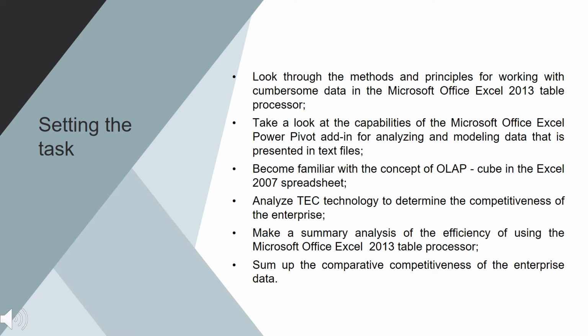Setting the task. Look through the methods and principles of working with cumbersome data in Microsoft Office Excel 2013 table processor. Take a look at the capabilities of the Microsoft Office Excel Power Pivot add-in for analyzing and modeling data that is presented in text files. Become familiar with the concept of OLAP-cube in Excel 2007 spreadsheet. Analyze TEC technology to determine the competitiveness of the enterprise. Make a summary analysis of the efficiency of using the Microsoft Office Excel 2013 table processor. Sum up the comparative competitiveness of the enterprise data.